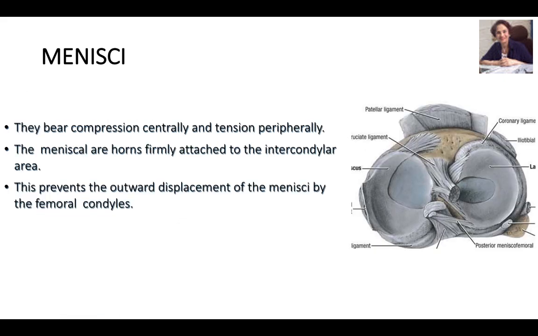Now the menisci, they bear the compression centrally and the tension peripherally. The meniscal horns are firmly attached to the intercondylar area, and it prevents the displacement of the menisci during the movements of the knee joint.